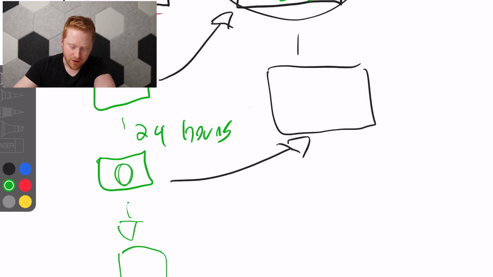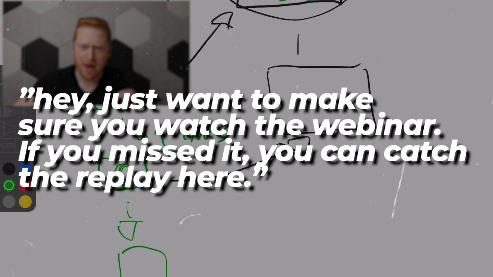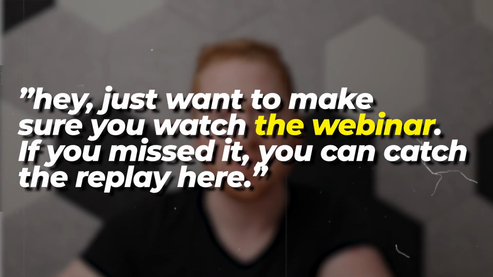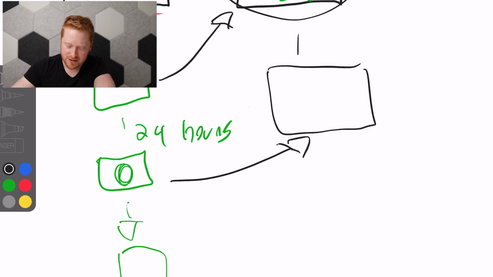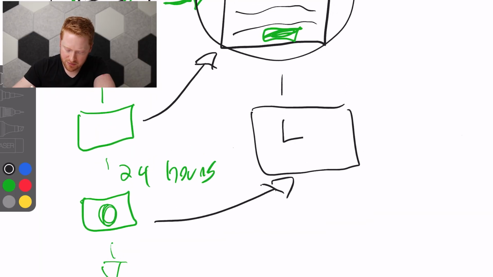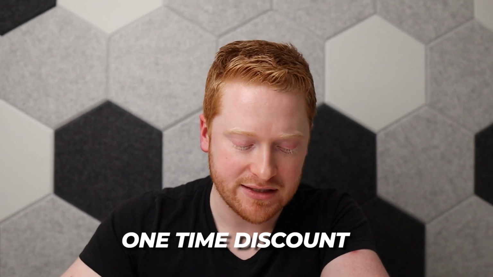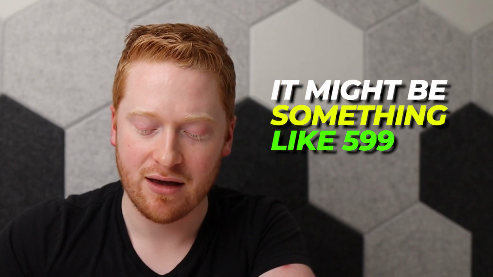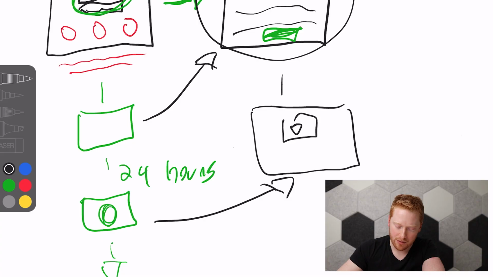And that is why for this email here, that's 24 hours after, we say, hey, just wanted to make sure you watched the webinar. If you missed it, you can catch the replay here. We send them to what is essentially a duplicate of this page, but it does not have that same one-time discount. It might have a different discount. So instead of being $4.99, it might be something like $5.99. Basically, we really want people to buy here. But that is how an Evergreen Webinar funnel works.